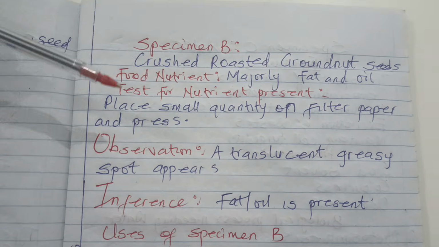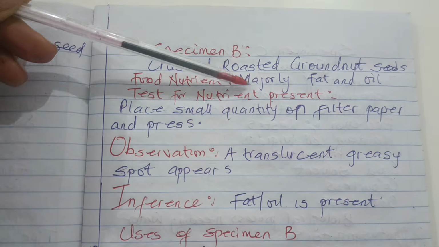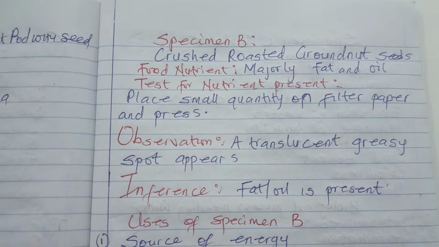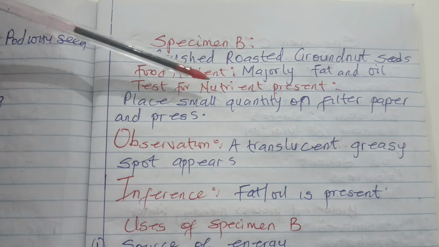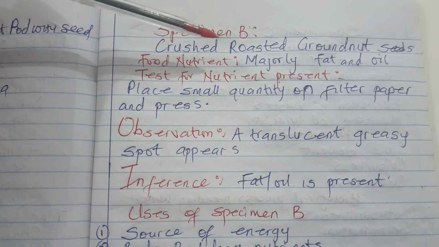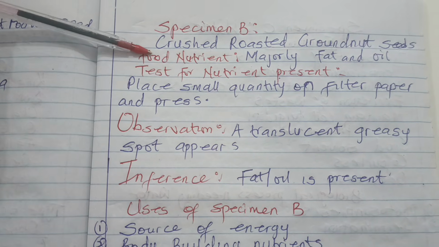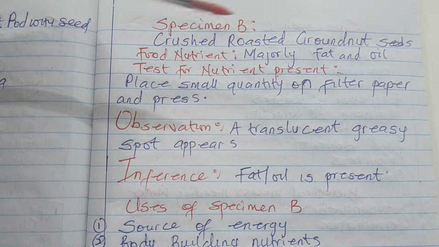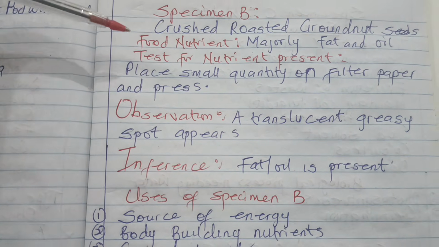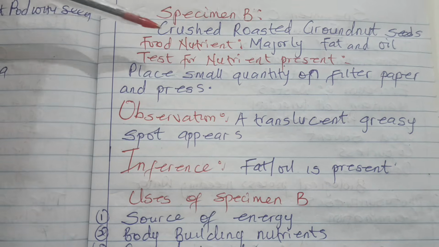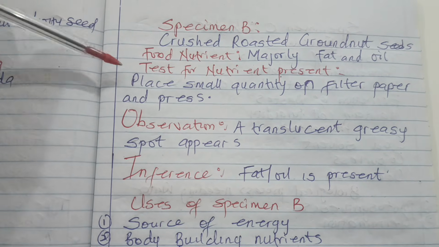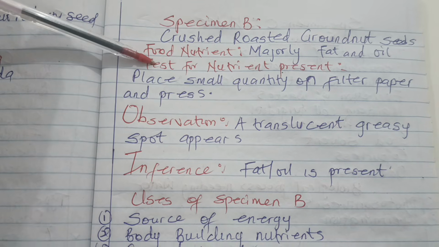So quickly let's move to specimen B, which is crushed roasted groundnut seed. The other one is pod. This one is already crushed. The pod is not with it. Okay, so the food nutrient, it majorly contains fat and oil. All right, then what type of food test or test for the nutrient present in this crushed groundnut? So how do we carry out the test?